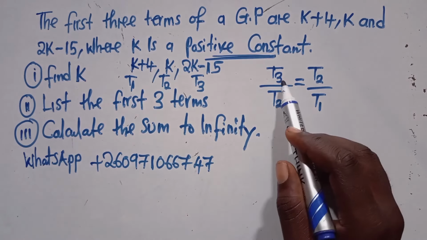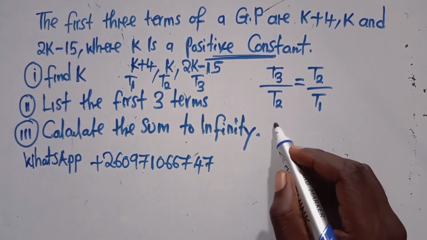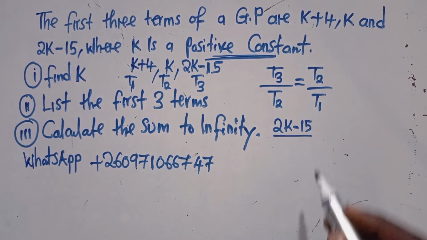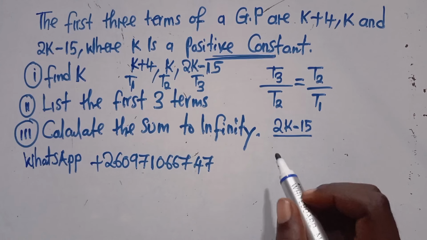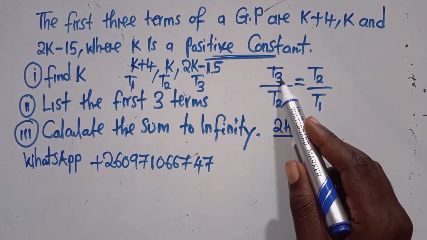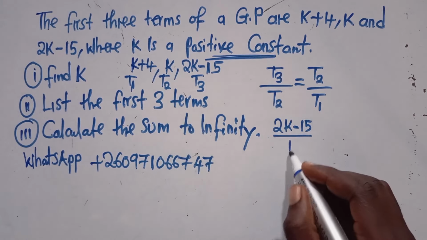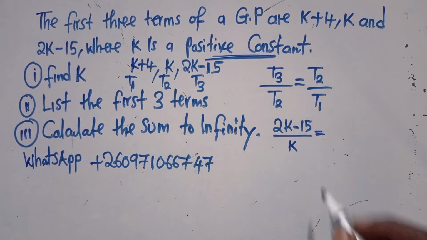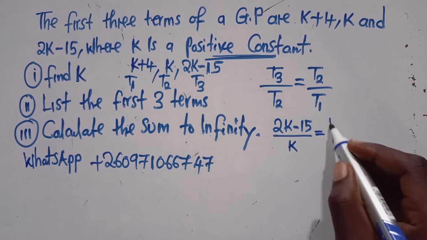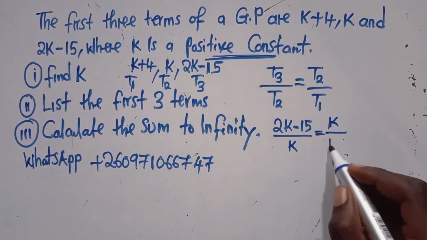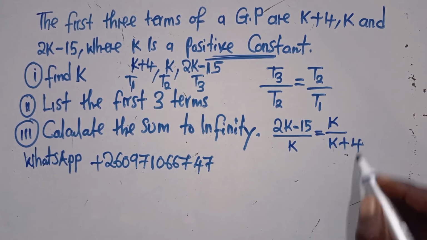So you know that this is the third term. What is our third term? You just say 2k minus 15 over, what is T3? T3, that is the third term. T2, that is the second term, which is k, is equal to, what is your second term? That is k over T1, the first term, which is k plus 4.